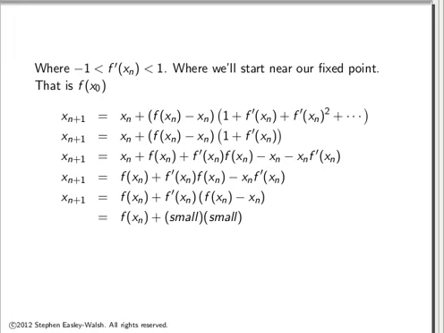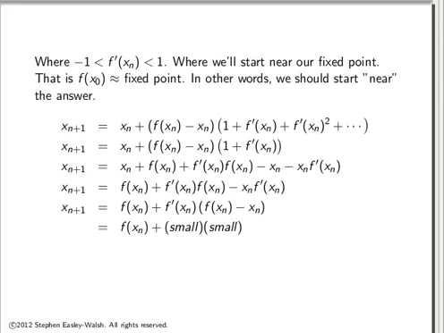In other words, we should start near the answer. Now, of course, you don't know what the answer is, because if you knew the answer, you wouldn't be doing this to begin with. But you at least need to start near it. So you need maybe a graph or something to make a good guess at what the fixed point is. Okay? So if we start near the answer, then we're multiplying a small number by a small number, which will be quite a small number.